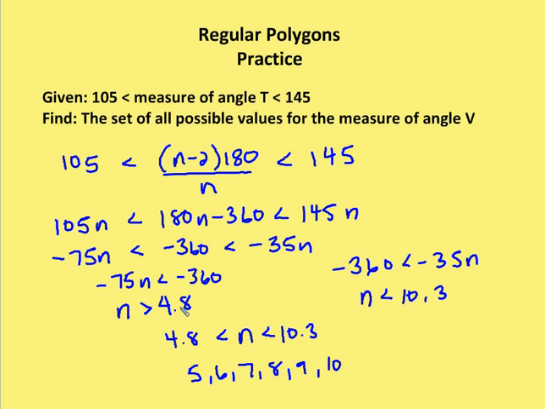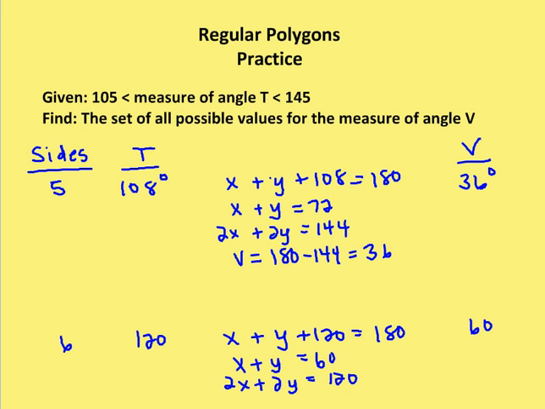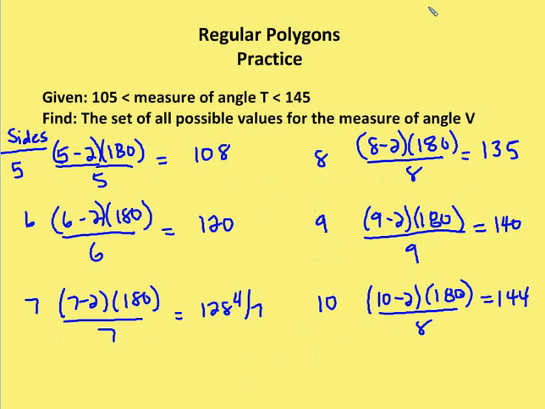Let's see what happens when I have a pentagon. We need to find out what the measure of angle T is, and then given the measure of angle T, we're going to figure out what the measure of angle V is going to be. Okay, so I have 5 sides, a pentagon. I can figure out the interior angle given the formula that we've reviewed. The formula for the measure of one interior angle in a polygon is n minus 2 times 180 over n. So I'm going to do that for all of the different polygons that I have.